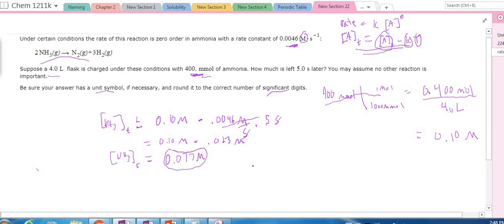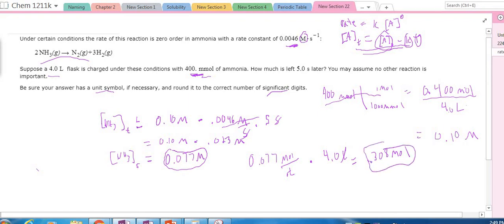In order to do that, that is 0.077 moles per liter. Since this is in a 4-liter flask, if I multiply that by 4.0, that gives me 0.308 moles. My units of liters cancel out, and so I'm left with moles. And so here is my answer.